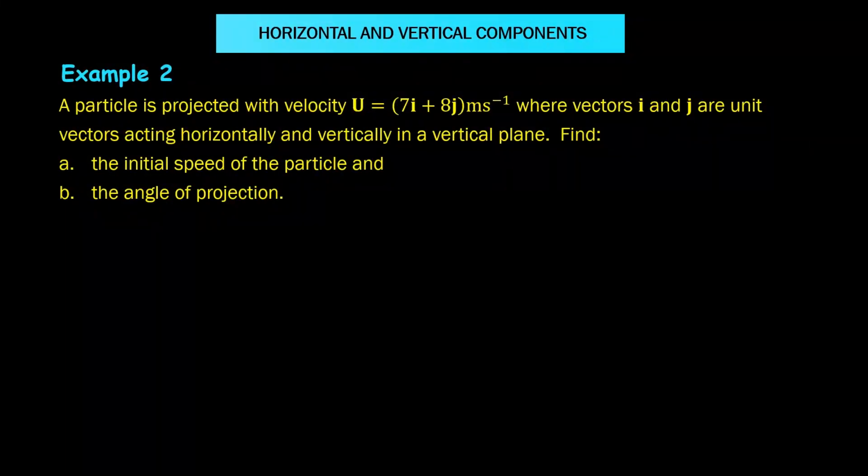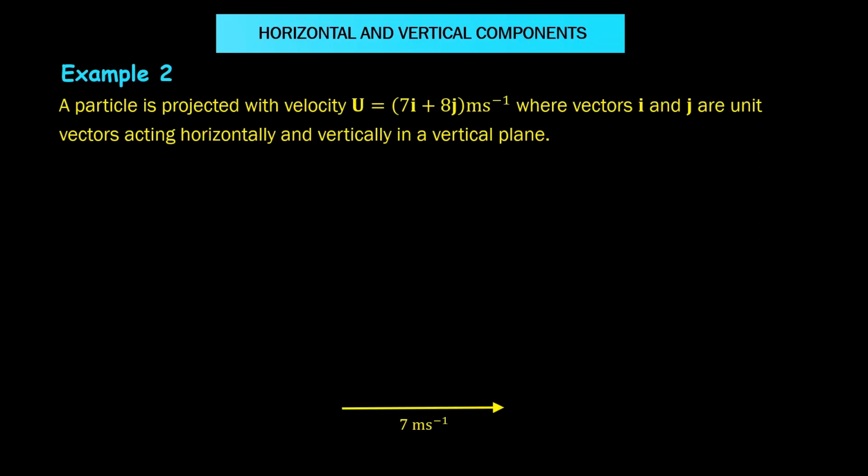Now let's take a look at another example. A particle is projected with a velocity u equals 7i plus 8j meters per second, where vectors i and j are unit vectors acting horizontally and vertically in a vertical plane. We are required to find the initial speed of the particle and the angle of projection. Pause the video and have a go. Press play when you're ready to view the solutions.